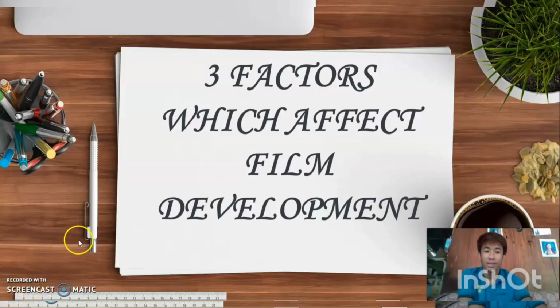Good day everyone, this is my report. Three factors which affect film development. Control of these three factors guarantees a predictable result: developing film for a known time at a fixed temperature with controlled agitation. Otherwise, the resulting negative may be either underdeveloped or overdeveloped.